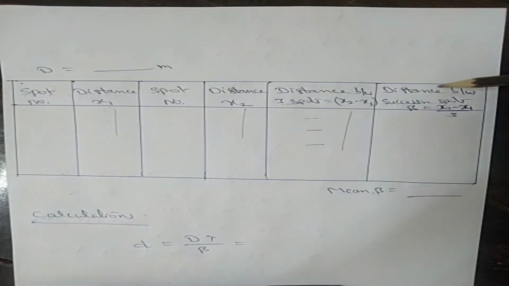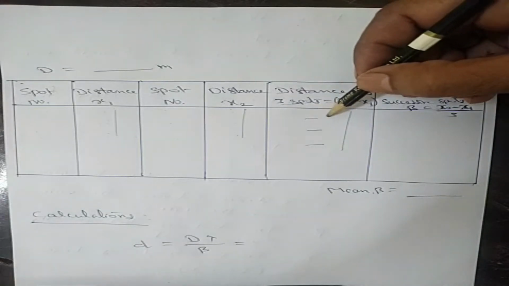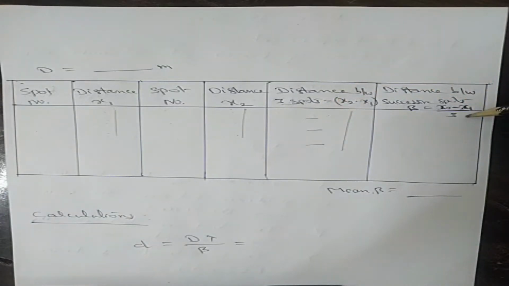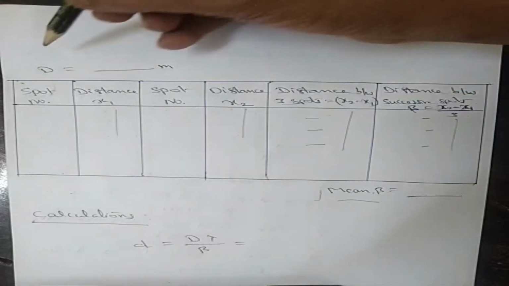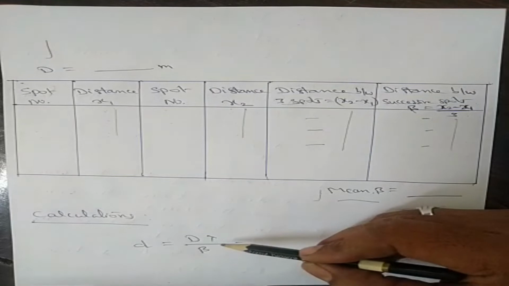Then we want the distance between successive spots, so we find beta equal to x2 minus x1, whatever we measured, divided by 3. That gives the distance between successive spots. We take the individual distance between the 3 spots divided by 3, add all these 3 values and divide by 3 again, because there are 3 trials. Add the 3 values and divide by 3, and you will get the mean value of beta. Once you know the value of capital D and beta, and lambda is given to you.